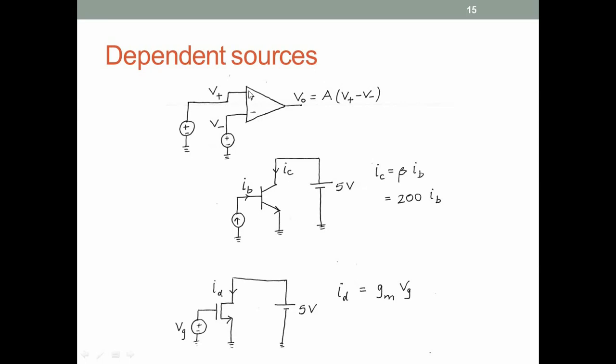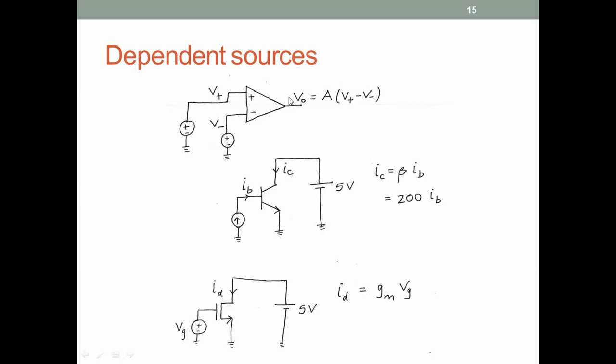Let's look at 3 examples of these representative elements. We already saw an amplifier. An amplifier generally has 2 inputs and 1 output, and the output can be written as some constant times the difference between the 2 inputs.